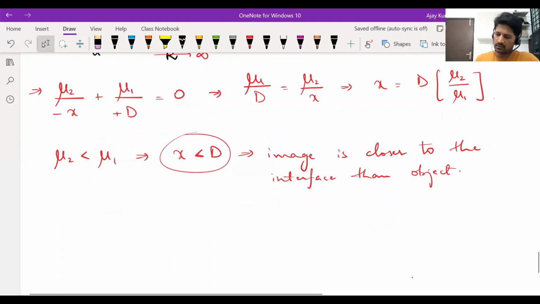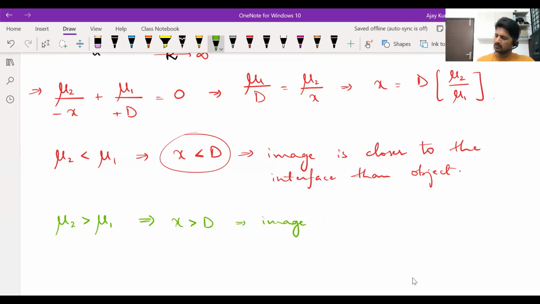Okay. And next case, if mu2 is greater than mu1, what does that mean? The object is in the rarer medium, the observer is in the denser medium. Okay, there are chances of that also happening. If mu2 is more than mu1, then x will be greater than capital D. That means the image is farther from the interface than the object.